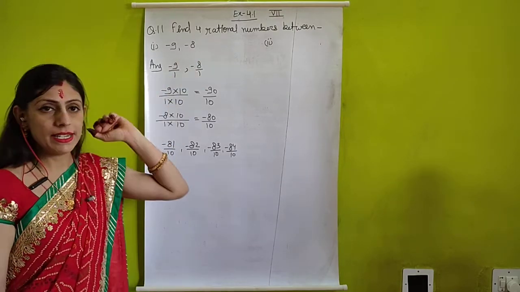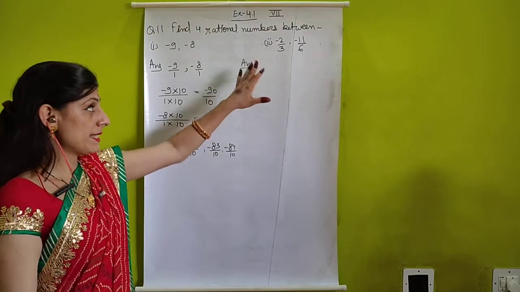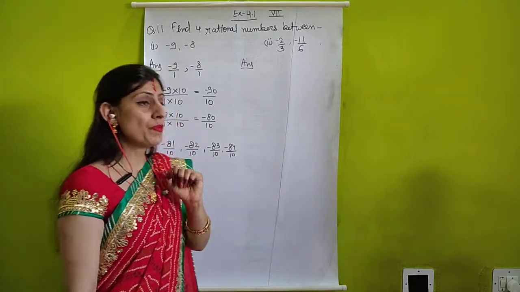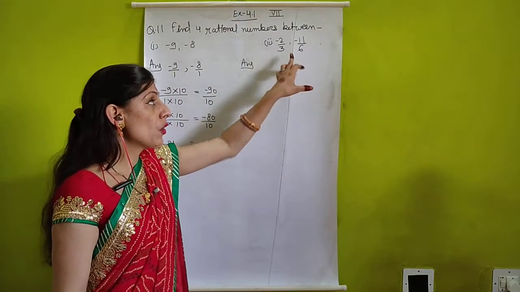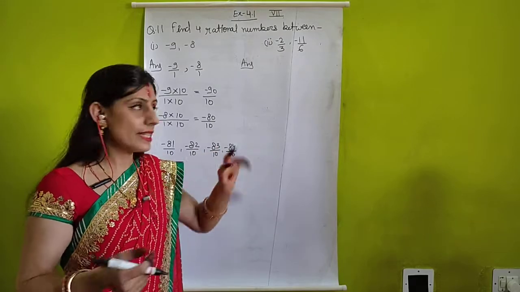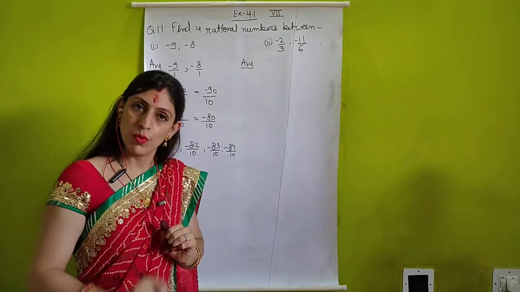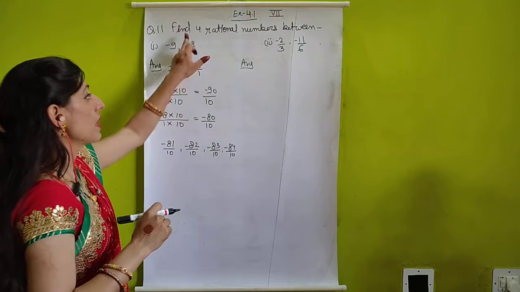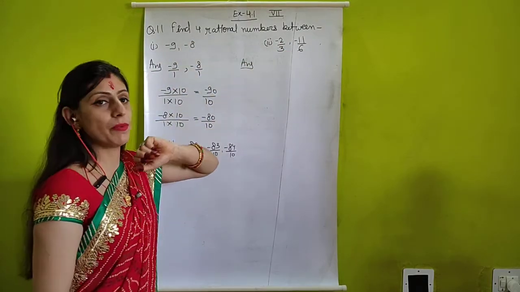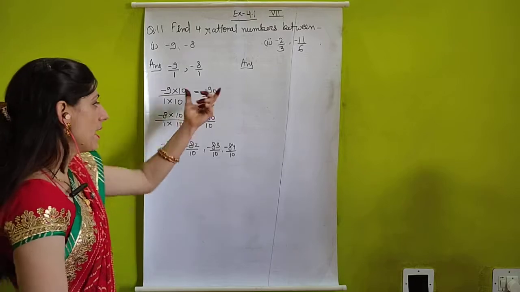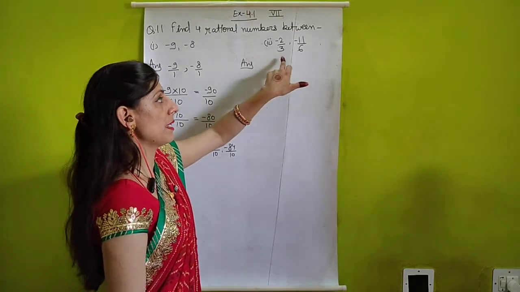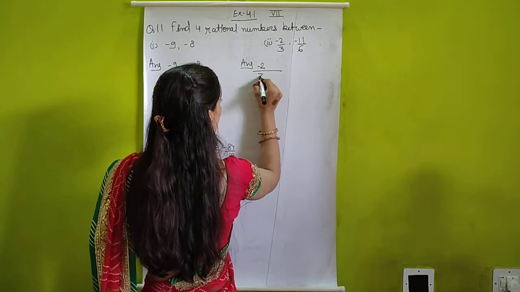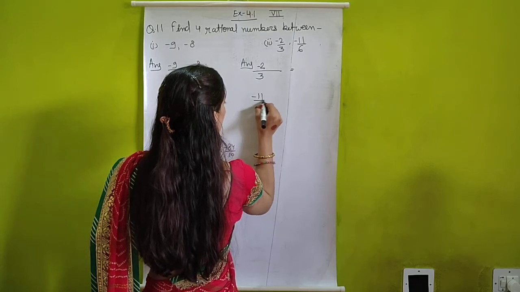Now students, part second. In part second, minus 2 upon 3 and minus 11 upon 6 is given. Here you are to check that the denominator should not be with a negative sign, and you can see 3 and 6 both denominators are with the positive sign. So now we are to find four rational numbers between minus 2 upon 3 and minus 11 upon 6. Again, as we did here, we will make the denominators same, and here 3 and 6 are not the same.